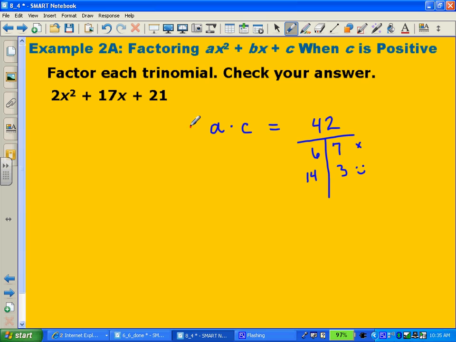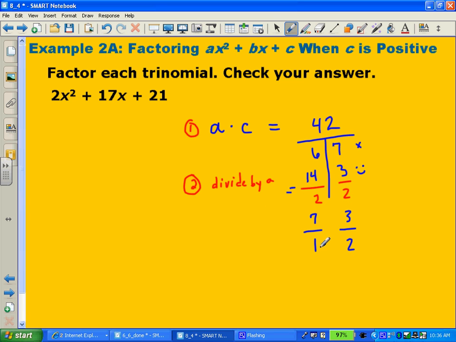So first thing, A times C, then I got my little table. Now once I find my factors, what I'm going to do is divide those factors by A. So put this over 2, this over 2. Now once I do that, I have to reduce if I can. So 14 over 2 can be reduced to 7 over 1. Now 3 over 2 can't be reduced, so I'll just leave that as it is.